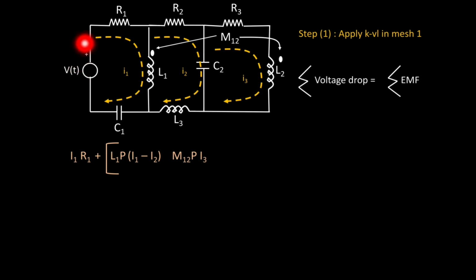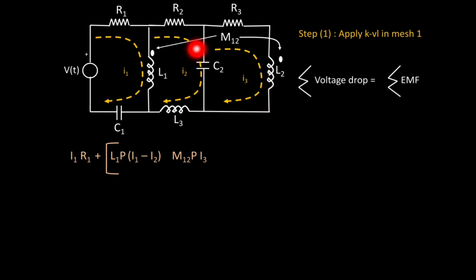So when we are getting this dot, we are getting this dot at the time of entering this L1. So again we can see we are getting the dot when we are entering in the L1. So for this I1 is entering, and for L2 which current we will consider? We will consider the I3. So I3 is also flowing in mesh number 3 in clockwise direction.